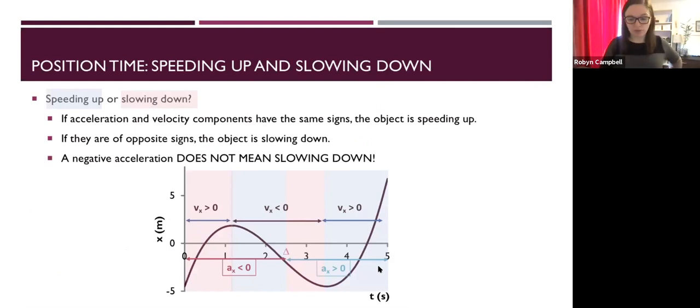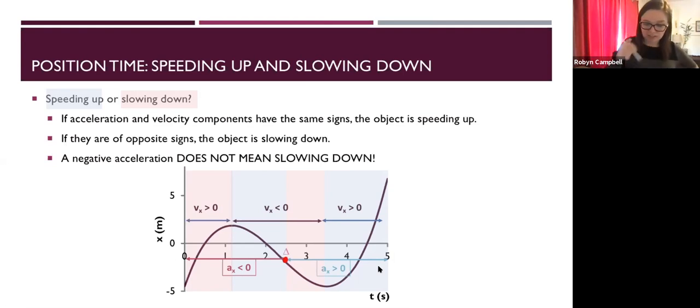So remember, this is our inflection point where we change concavity. If acceleration and velocity have the same sign at any point, that means that the object is speeding up. If the acceleration and velocity have opposite signs, so one's positive and one's negative, the object is slowing down.